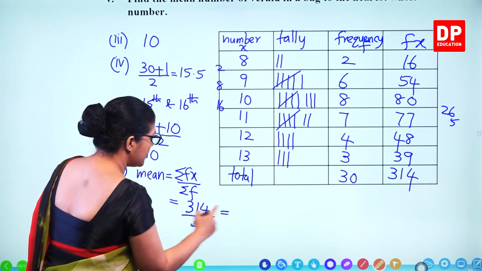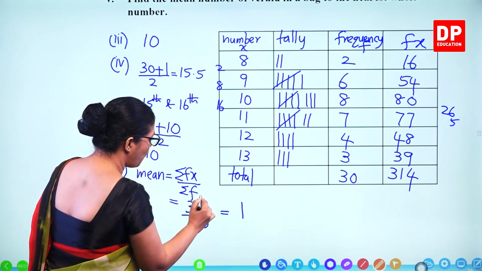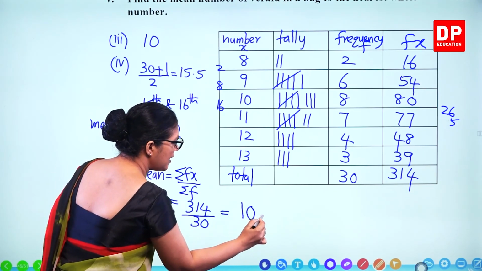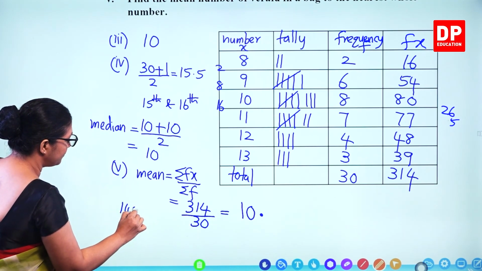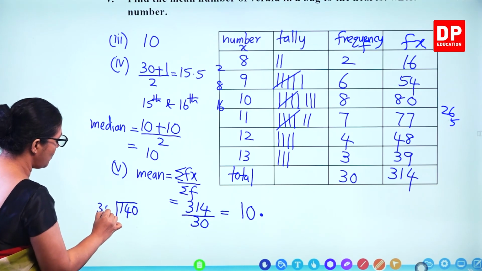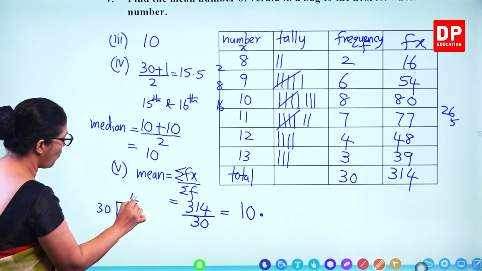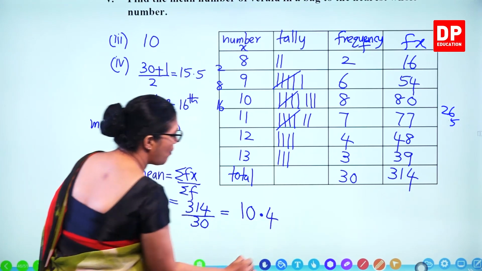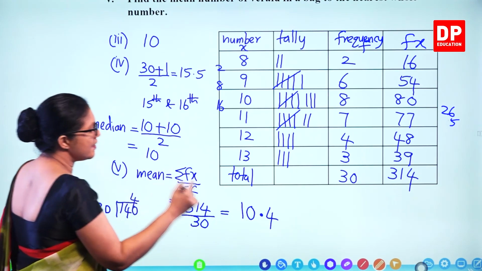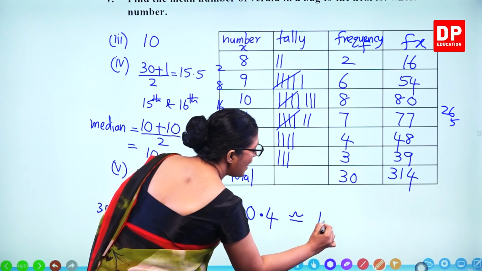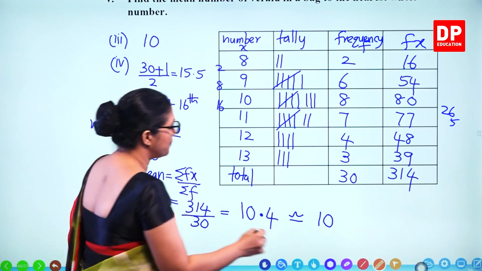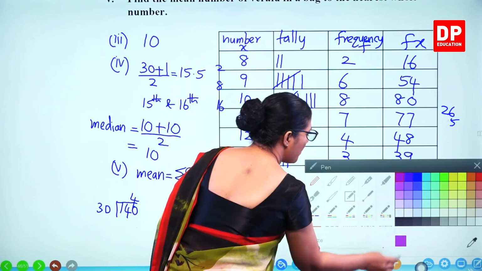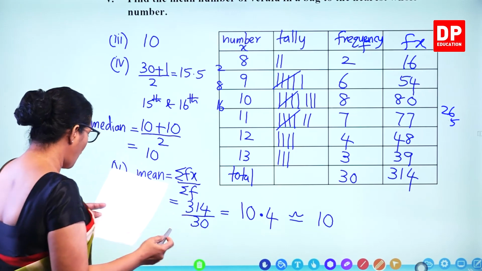So 30 times 1, 30. For 14, that's nothing. And for 140, you get 4. So 10.4, when you round it to the nearest whole number, 10 is the mean number of Verelu there. So that's the nearest whole number.